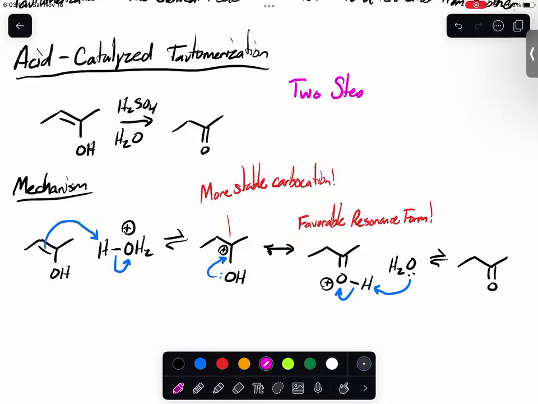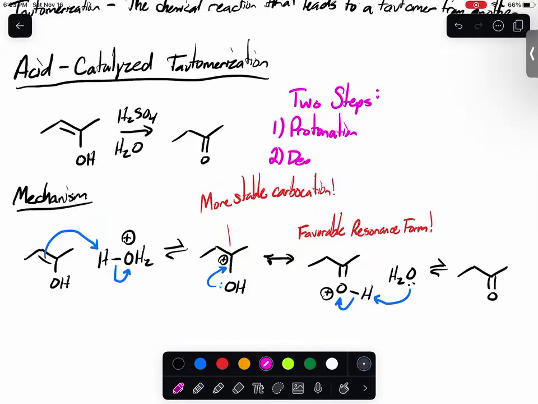Right? The first step is very simple. It is a protonation, right? We are adding a proton from the H3O plus to the alkene, to that carbon. And then the second step, ignoring the resonance and just knowing that happens, is a deprotonation, right? We're deprotonating the acidic oxygen. So overall, this is just Bronsted acid-base chemistry.